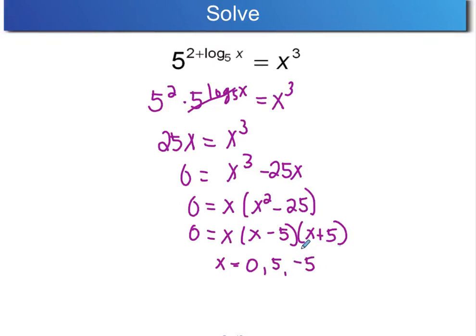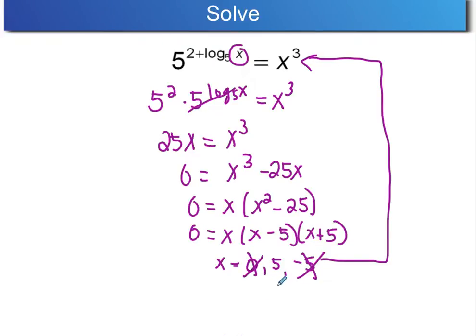Again, we have to check that all of this makes sense. Look up here. Now, if I plug negative 5 in for my log, I'm going to have a problem. There is not an exponent that will make 5 to any power be negative 5. So this is not part of my solution. If I put 0 in here, there is no power of 5 that's 0. So that is not a solution. The only answer is 5.